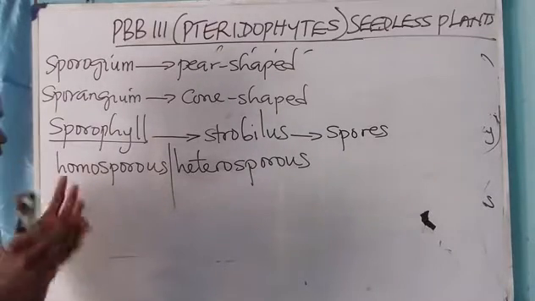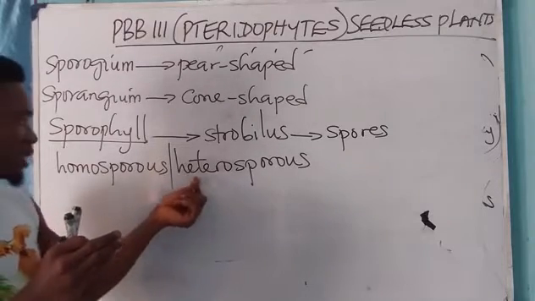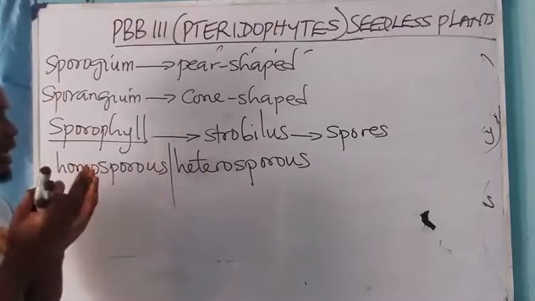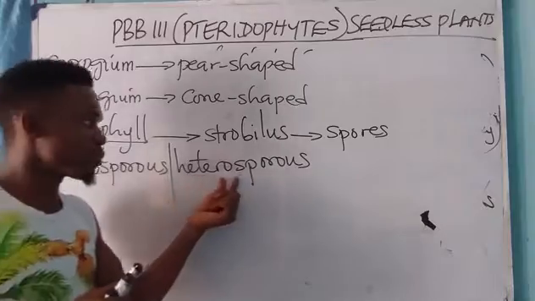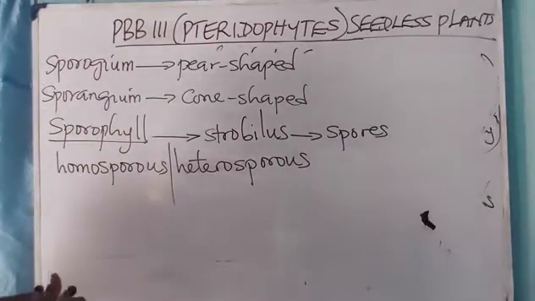Homosporous, they are similar. The word homo means the same. Hetero means what? Different, okay? Homosporous are similar in size and shape. Heterosporous are different in size and what? Shape.